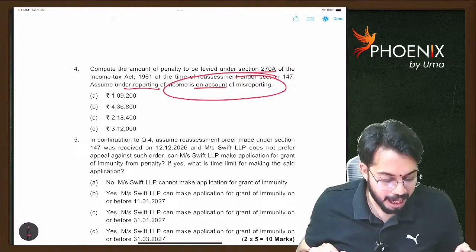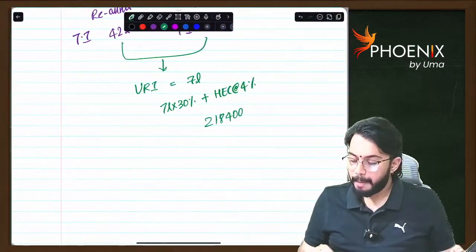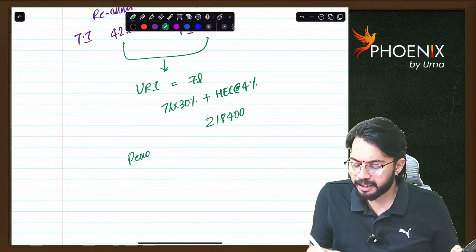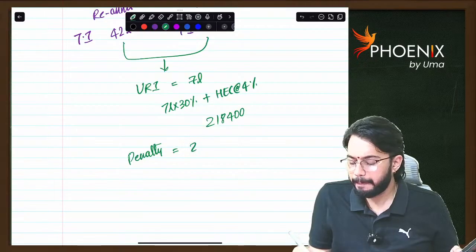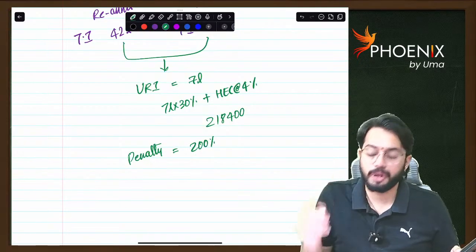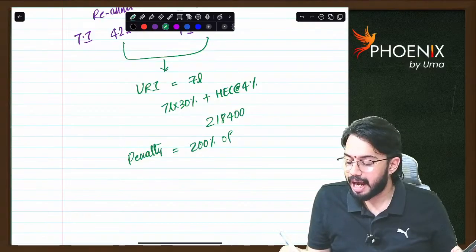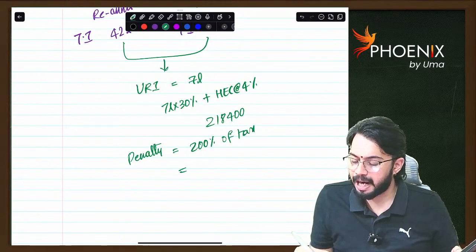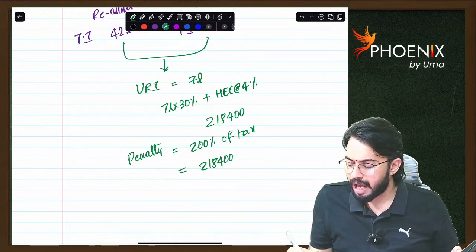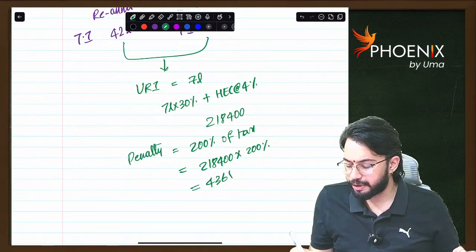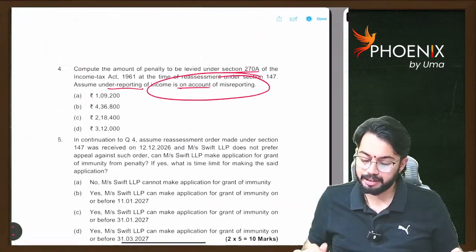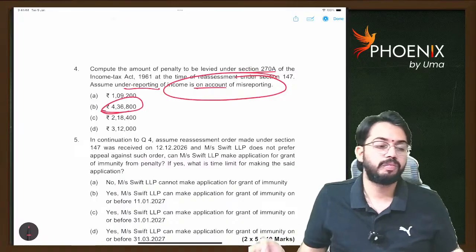How much is the penalty? Penalty is 200% of tax. Why? Because it is misreporting of income. As it is misreporting of income, penalty is 200%. 2,18,400 into 200% is 4,36,800. That is the penalty. Clear?